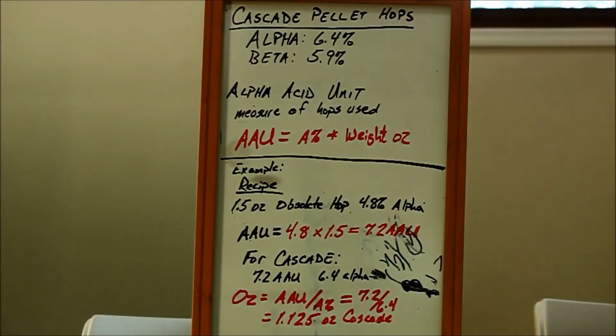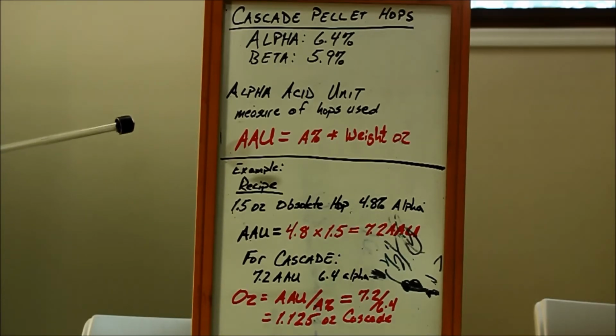So what can we do with the alpha acid? The alpha acid of every hop is listed. This is our Cascade pellets that we actually have currently in the fridge. 6.4% alpha, 5.9% beta. With that percentage, we can calculate an alpha acid unit, which is the measure of hops used typically in a 5-gallon batch. Your alpha acid unit is the alpha percentage times the weight of the hop.